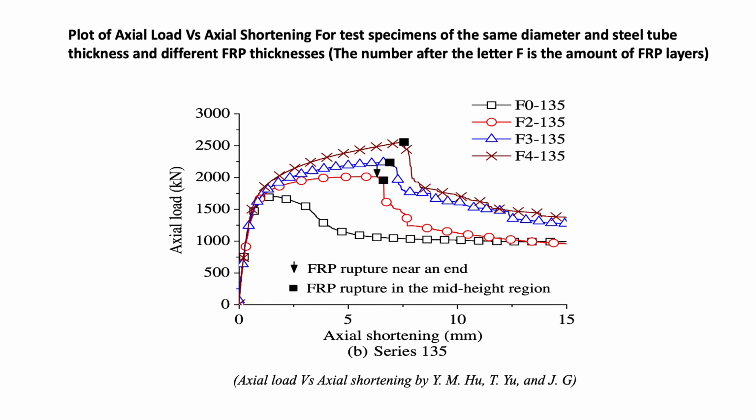On this slide is a plot of the axial load versus axial shortening for circular CFT test specimens of the same diameter and steel tube thicknesses and different FRP thicknesses. And it can be seen from the plot, where the number after the letter O is the amount of FRP layers, that the higher the thickness of the FRP layer, the higher the ductility and the capacity of the member.